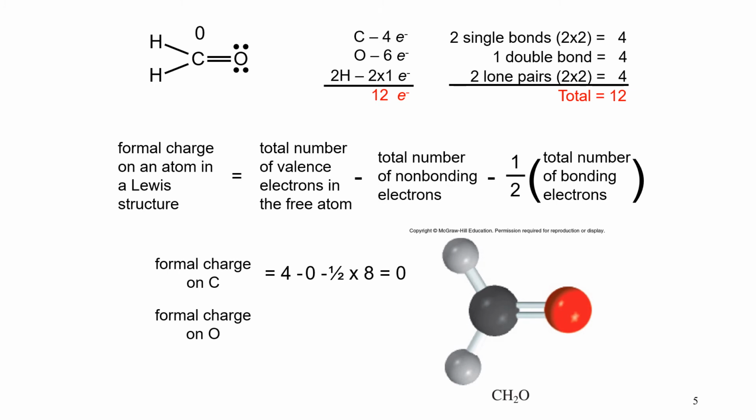For the oxygen atom, repeat that process. 6 valence electrons minus 4 non-bonding electrons minus 1/2 times 4 bonding electrons. So here we also get a formal charge of 0. Another rule that we want to satisfy is that we have the least amount of formal charge on the elements within the structure. Okay.